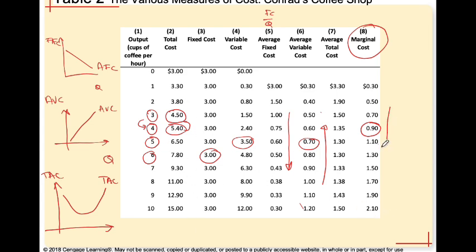So the marginal cost, sorry, exhibits an increasing behavior as well. This is marginal cost in terms of quantities. The more you produce, the higher the marginal cost becomes.